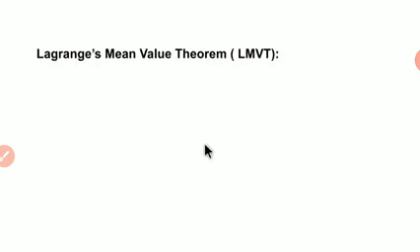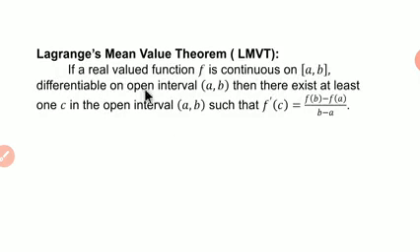Now see Lagrange's mean value theorem. If a real valued function f is continuous on closed interval a to b and differentiable on open interval a to b, then there exists at least one real number c in open interval a to b such that f dash of c is equal to f of b minus f of a divided by b minus a.